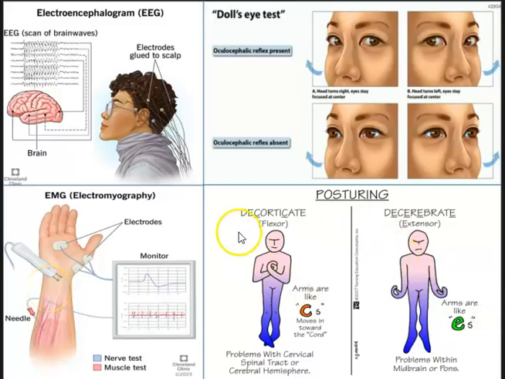And then, of course, your posturing. The decorticate: those arms and hands are going into the core, the legs and feet are turned into the core. That means that there are issues with the cervical spine or cerebral hemisphere. Where your decerebrate, they're going out. They're positioned outwards. That means that there's probably a problem in the midbrain, brain stem, or the pons. I've always said that this posturing is probably a little bit worse than this posturing.